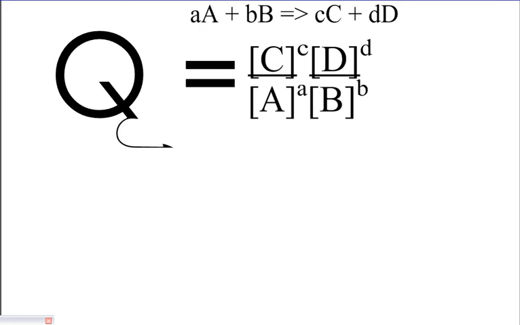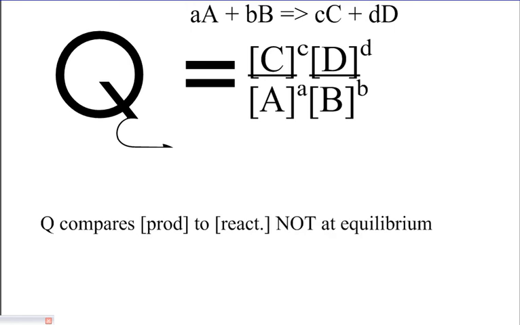So what is Q? Well, besides being one of my favorite fictional characters from Star Trek, Q has a lot to do with K. Q is used to compare the concentration of products to reactants of systems that are not at equilibrium. So we can use this to compare to the K. If we know what the equilibrium constant is for a reaction, we can figure out if a reaction is at equilibrium, or if it's gone past equilibrium, or if it's short of equilibrium. So let's look at each one of those scenarios.